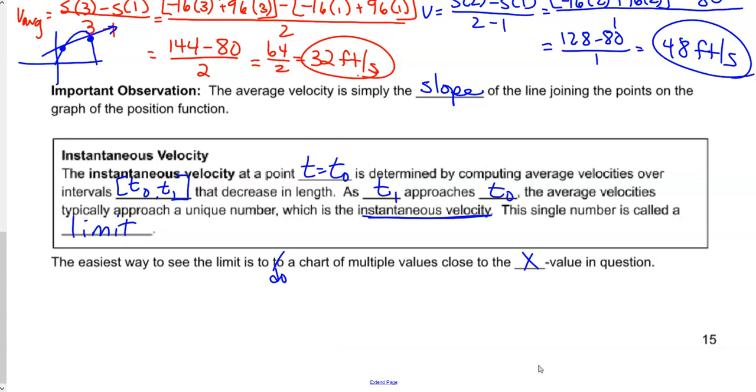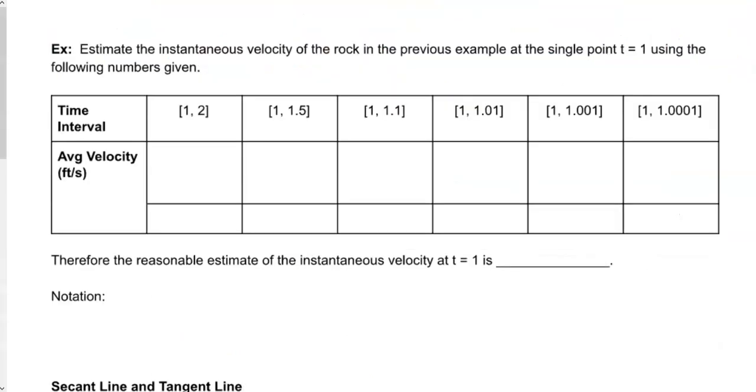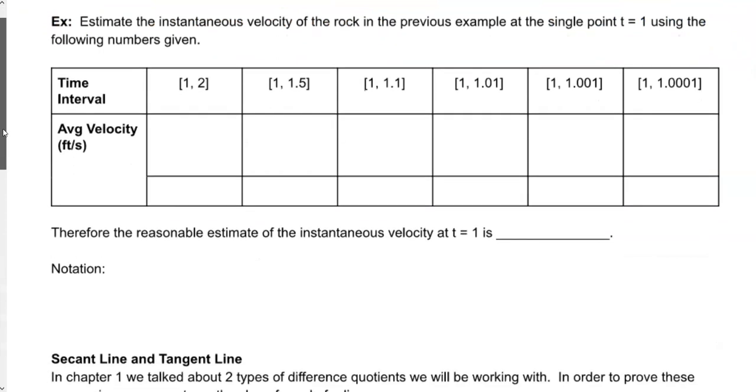So again, average velocity is the slope between 2 points: y minus y over x minus x. Instantaneous velocity, we have to decrease that interval length in a way that we approach a unique number. Okay, so we're going to do this by a chart. And you're going to want your scientific calculator to help you out quite a bit here.